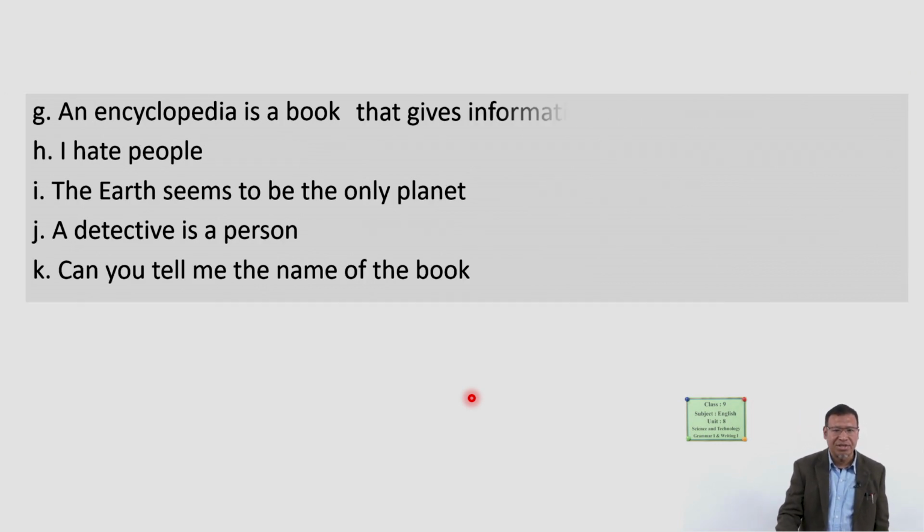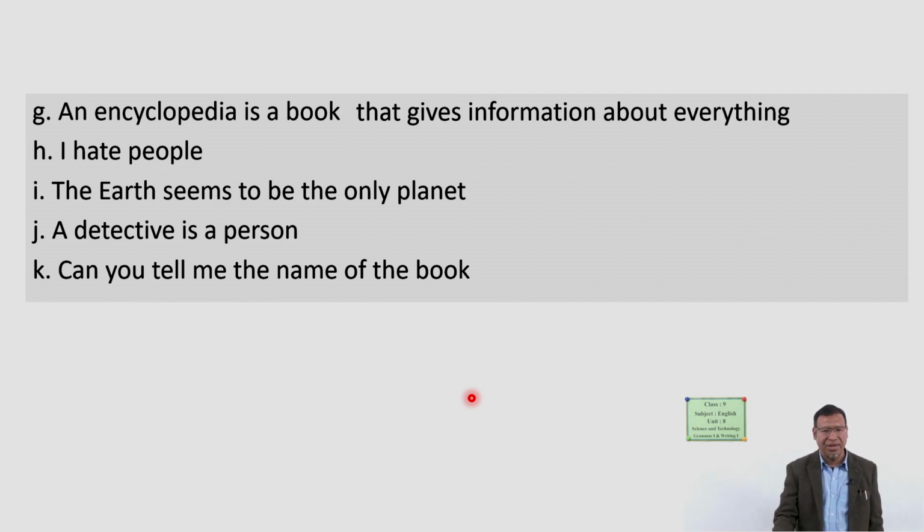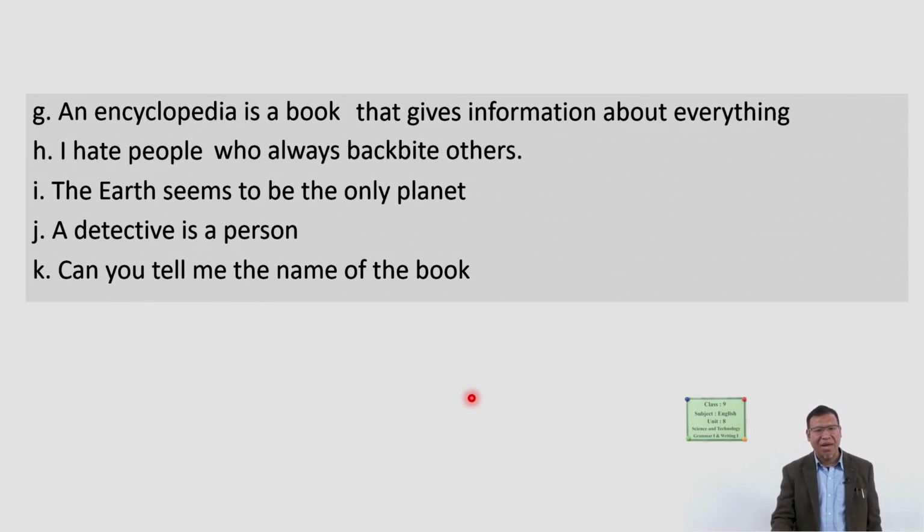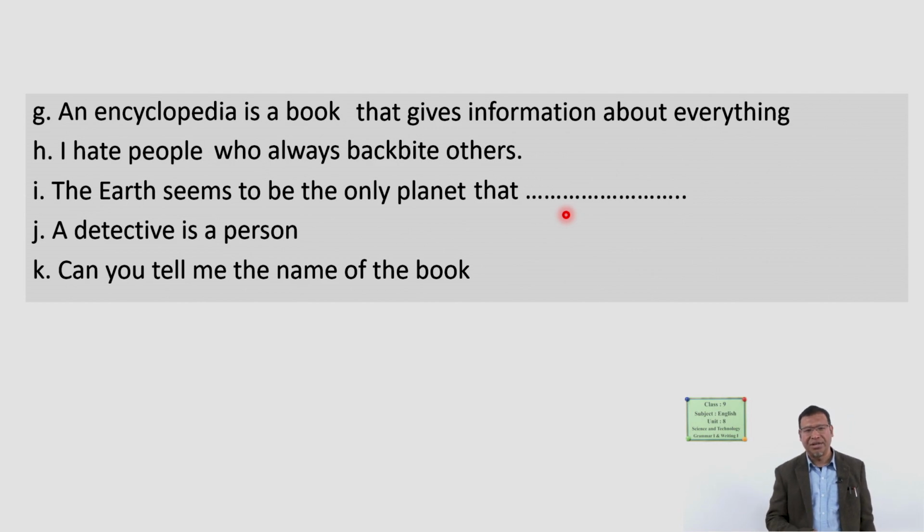An encyclopedia is a book that gives information about everything. I had people who always backbite others. Okay. All right, now the Earth seems to be the only planet that, what can you say? Can you try? Good. So the Earth seems to be the only planet that moves around the Sun. All right, like that. A detective is a person, then can you say? Person is who? So a detective is a person who tries to find out the mysterious problems.